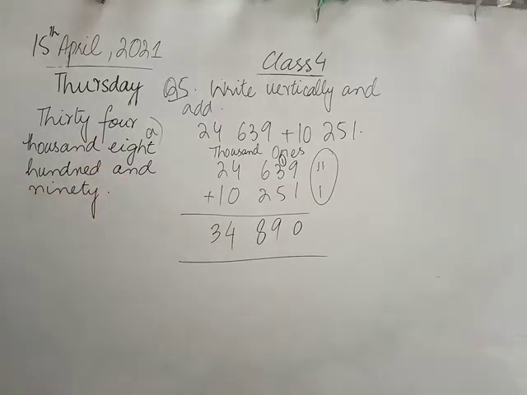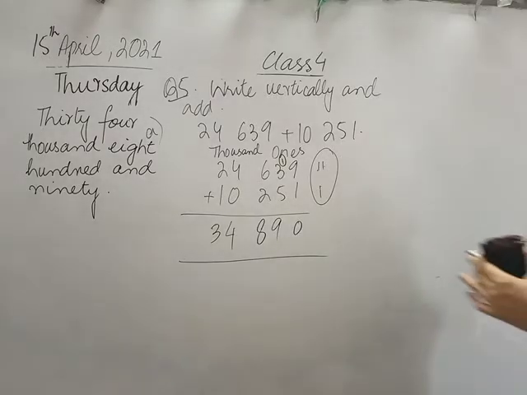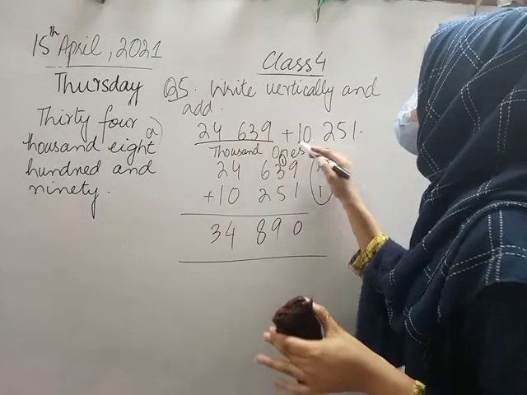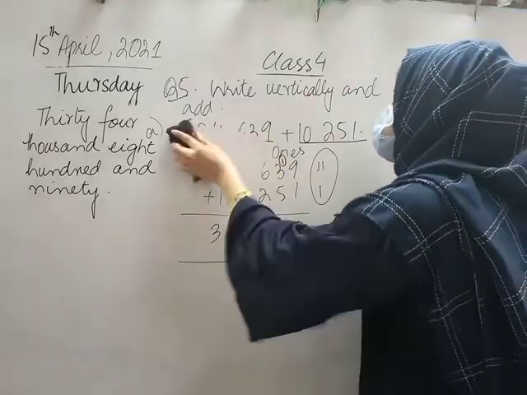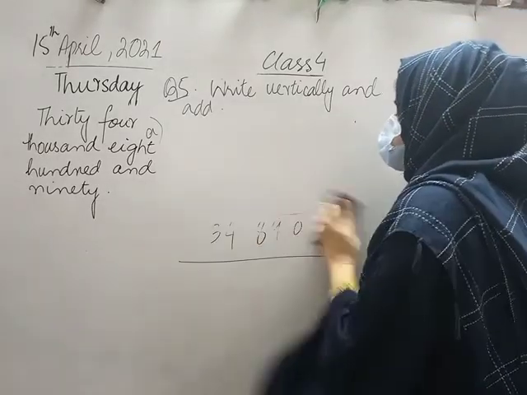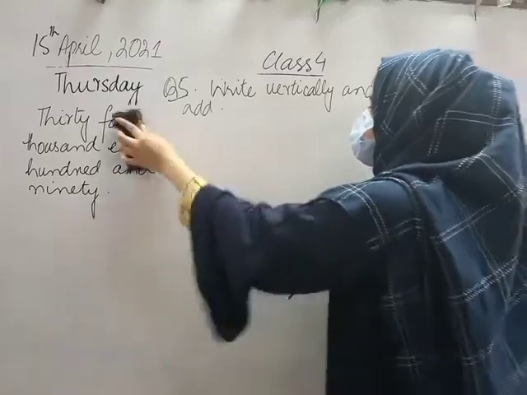34,890. Okay class? So this is how we can solve addition of numbers which go up to thousands and millions. Now I am going to solve another part with three numbers in total. Fine? Now what did we have here? This is the first number and this is the second number. Now I am going to solve three numbers at a time.